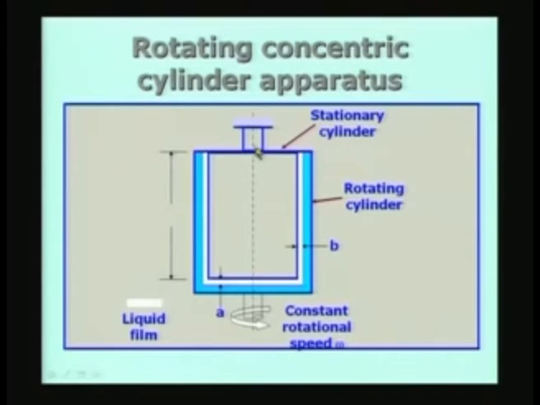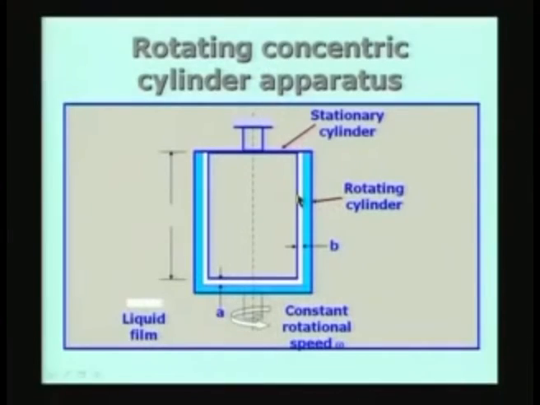What we are measuring is the shear stress, which is related to the torque, and the torque is measured by using the strain measured by a load cell. The load cell is going to measure a strain, that strain is proportional to the shear stress, which in turn is proportional to the torque. So, we can calibrate by suitable means. So, the torque is measured and related to the viscosity of the liquid, which is in the white region shown here.